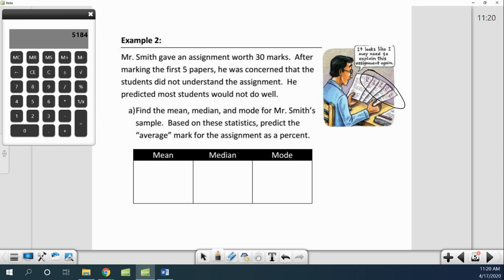But we're going to find the mean, the median, and the mode for his sample. So first I'll tell you what those things mean, but based on those statistics, we're going to predict the average mark for the assignment as a percent.